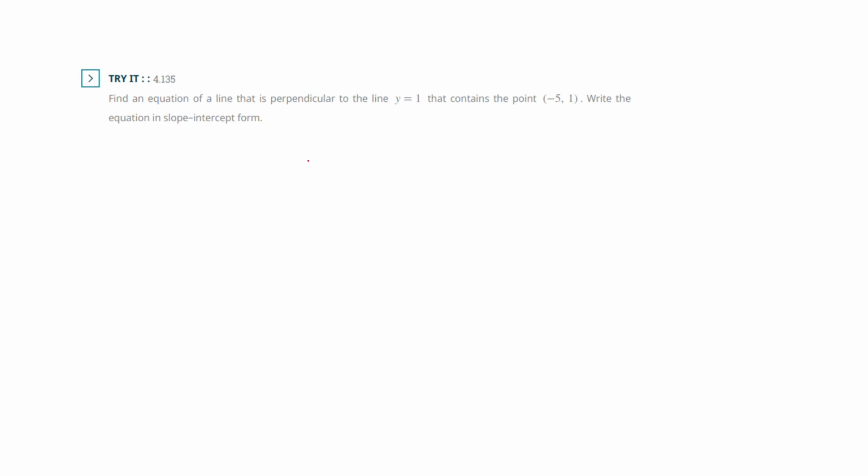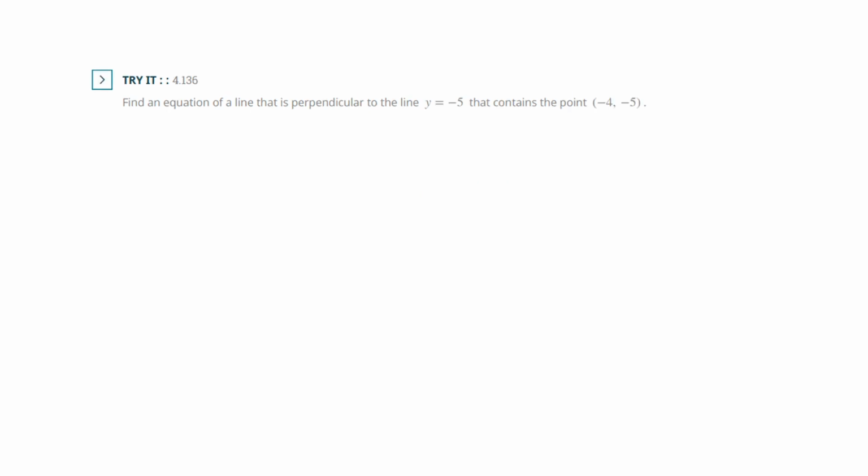Okay, we want a perpendicular line to y equals 1. Well, that's an x line. All I need is the x coordinate. And then they just keep doing it over and over. Perpendicular to a y line is an x line. I just need the x coordinate. And I've got it.